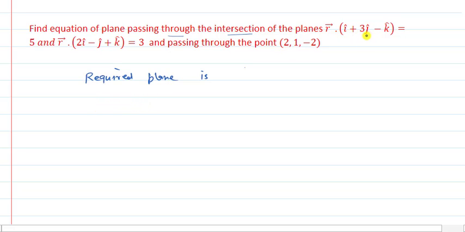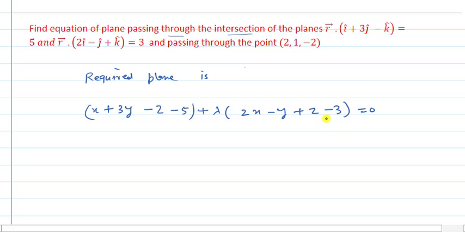that is, let me write these planes in Cartesian form directly. So it is x plus 3y minus z minus 5. This is the first plane, plus lambda times the second plane. The second plane in Cartesian form is 2x minus y plus z minus 3 is equal to 0. And this plane is passing through the point (2, 1, minus 2).